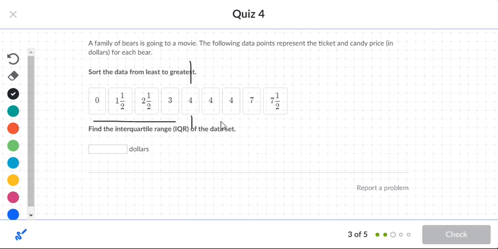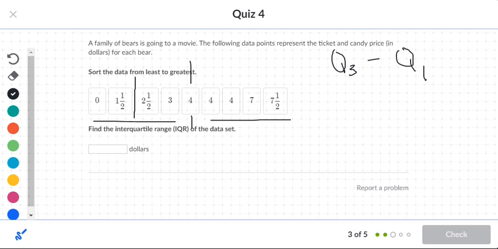So we have 4 numbers to the left and 4 numbers to the right. We want to find the IQR. So that means we want to take whatever the quartile 3 is and subtract it by whatever the value of quartile 1 is. Quartile 1 is right here. It's between 1 and 1 half and 2 and 1 half.